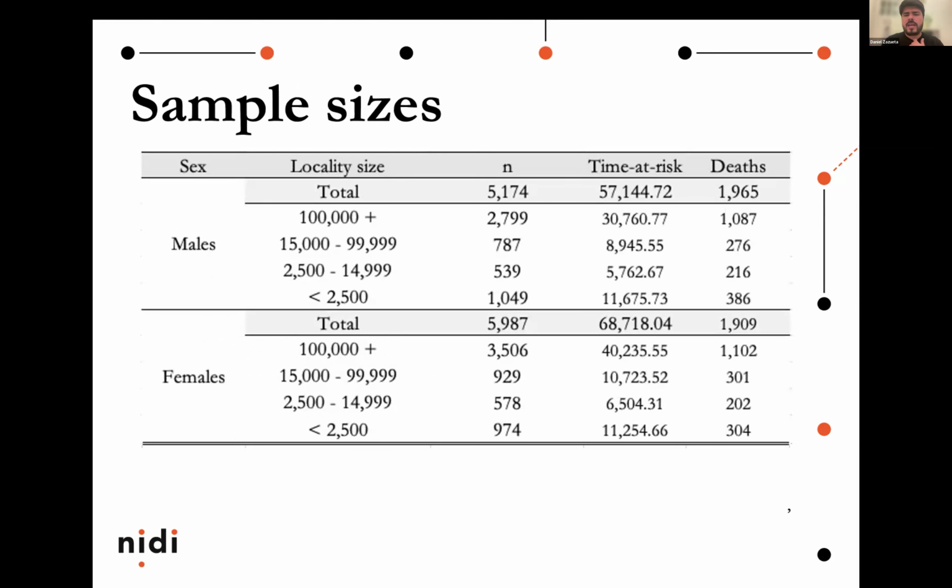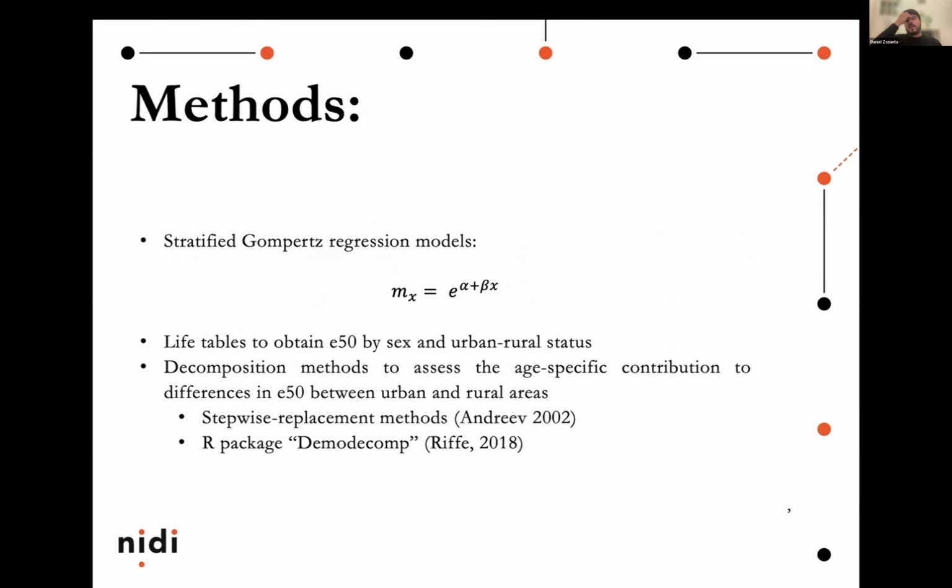We have almost 11,000 individuals with almost 4,000 deaths. Most of the individuals and deaths occur in urban and rural areas. It's important to remember that the sampling design from the Mexican Health and Aging Study is representative for urban and rural areas. And regarding the methods, we use a very simple approach.